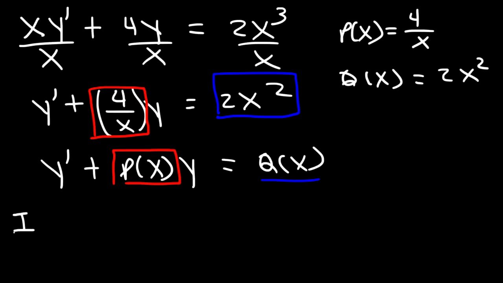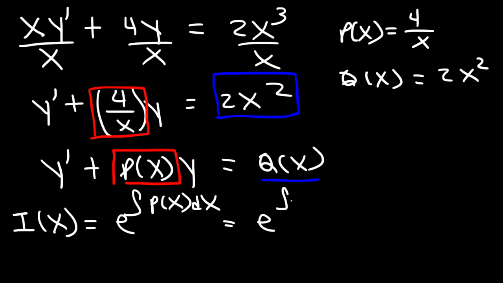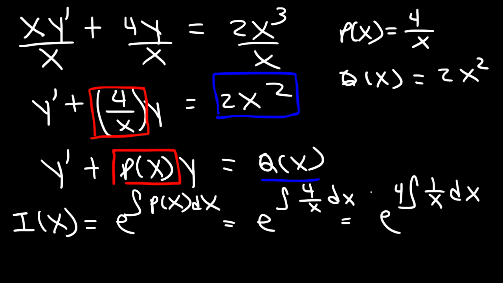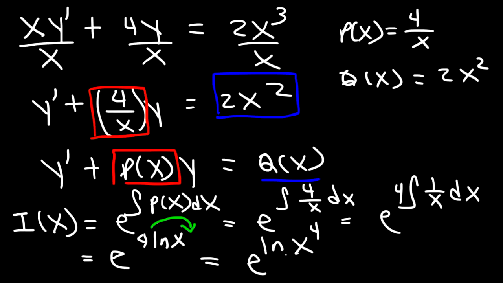So now let's determine the integrating factor. So it's going to be e raised to the integral of p of x dx. So that's e to the integral of 4 over x dx. We can move the 4 to the front, and then we have the integral of 1 over x dx. The integral of 1 over x, we know it's ln x. Now let's take the 4 and move it to the exponent of x. So this becomes e raised to the ln x to the 4th power. And the base of the natural log function is e. These two will cancel, ultimately giving you x to the 4th. So that's the integrating factor.